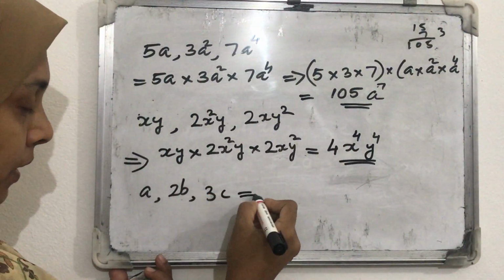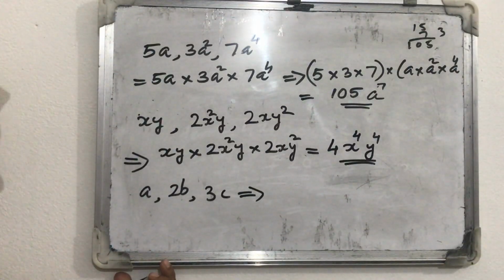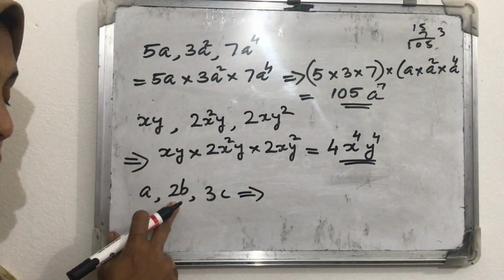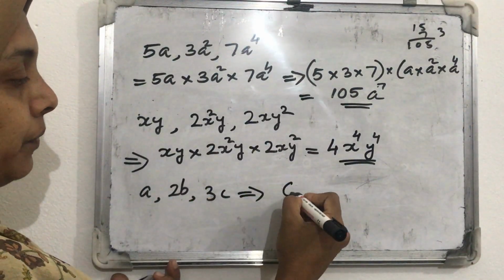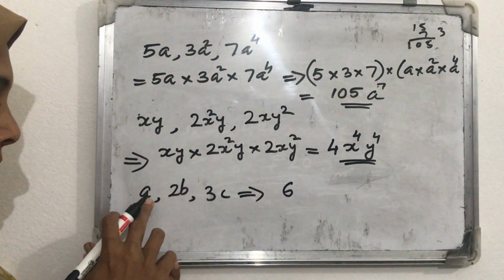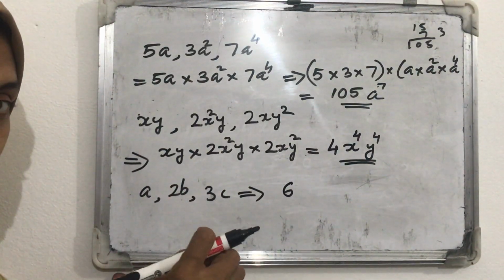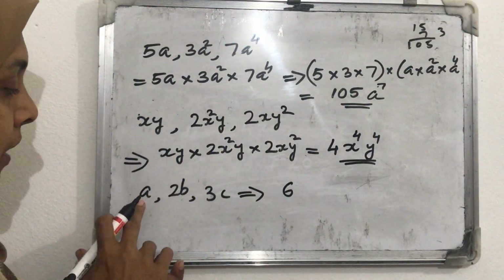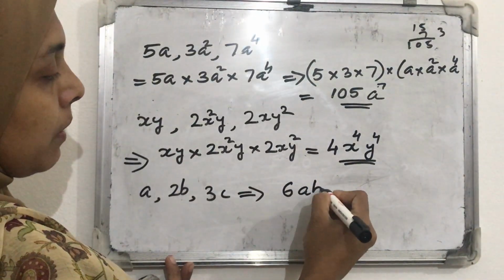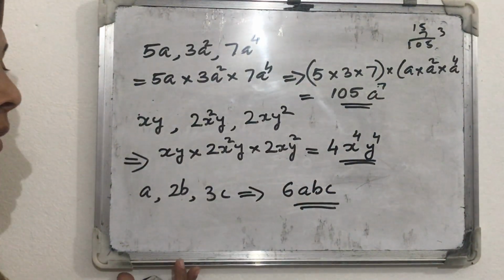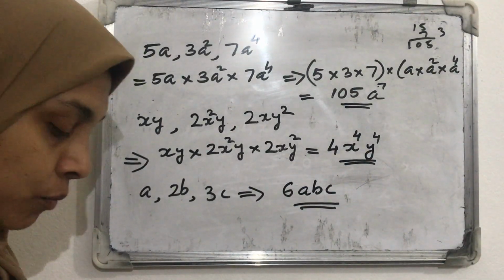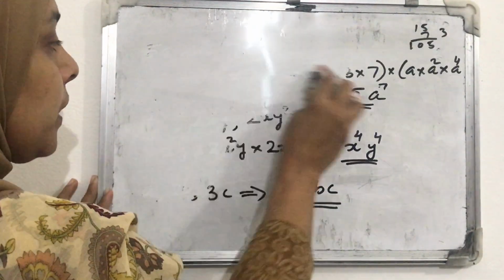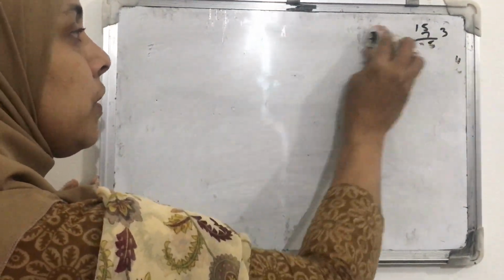Next, if the dimensions are a, 2b and 3c, here also we multiply the coefficients first. 1 into 2, 2, 2 into 3, 6. The variables are all with the power 1. So it will be 6abc. This way we can find the volume of any rectangular box with the given dimensions if it is in algebraic form.